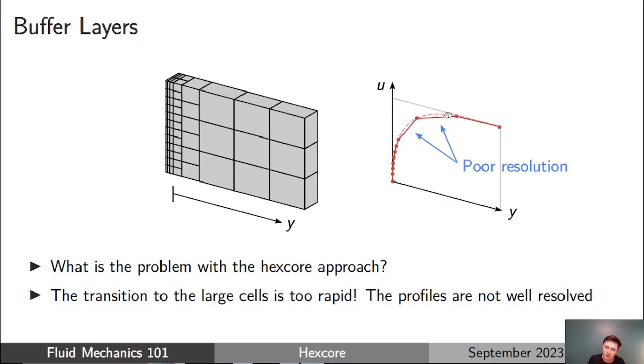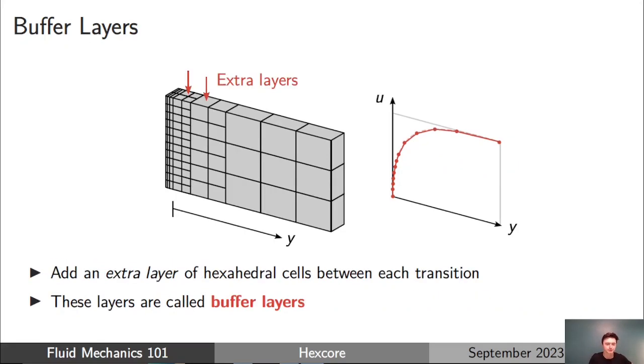And so we're actually getting quite poor resolution of the solution there. So the transition is too rapid. A growth ratio of 2, even though we've used it to maintain those ideal cubes, is far too rapid. What can we do about this? Well, it's actually pretty easy. What we can do is add an extra layer of cells in this Hexcore progression before we transition to the next size.